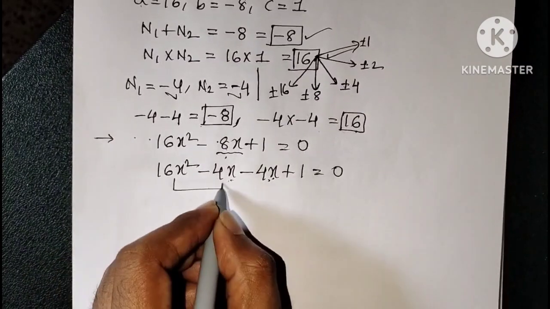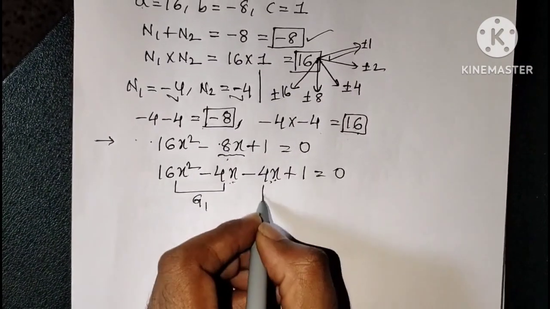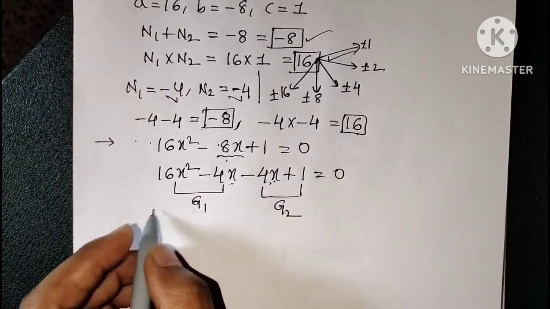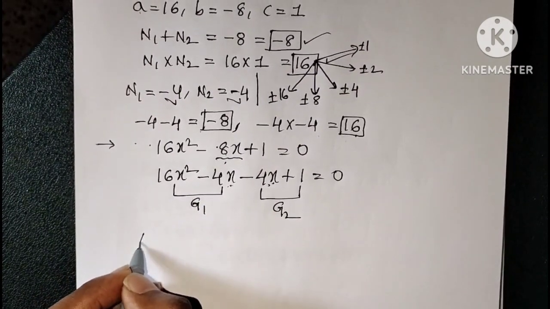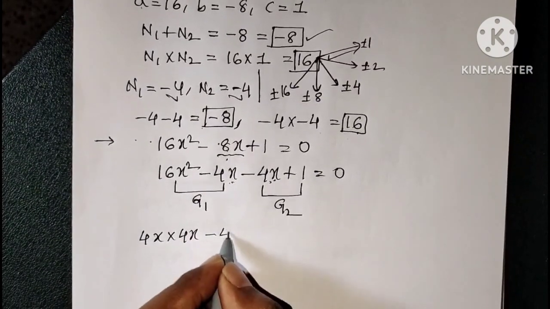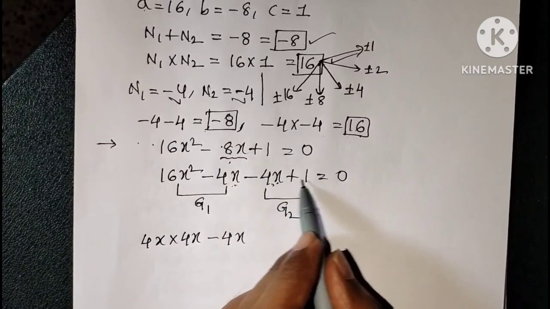So now make two groups. This is group 1 and this is group 2. In group 1 we have two terms. So what is the common thing here? 16x square can be written as 4x into 4x. Similarly minus 4x, and similarly minus 4x plus 1.